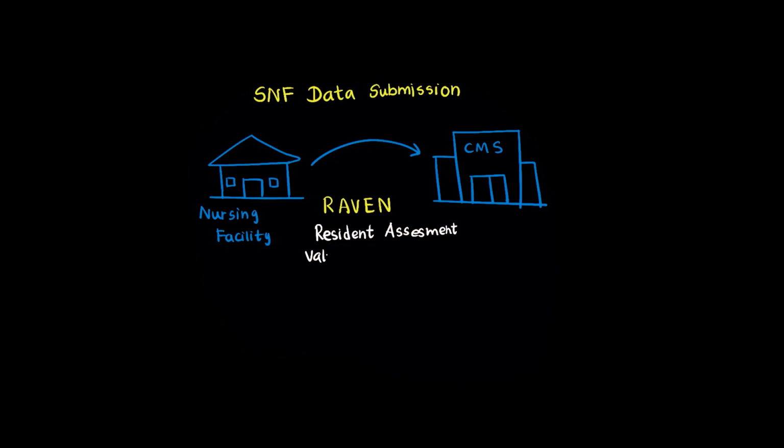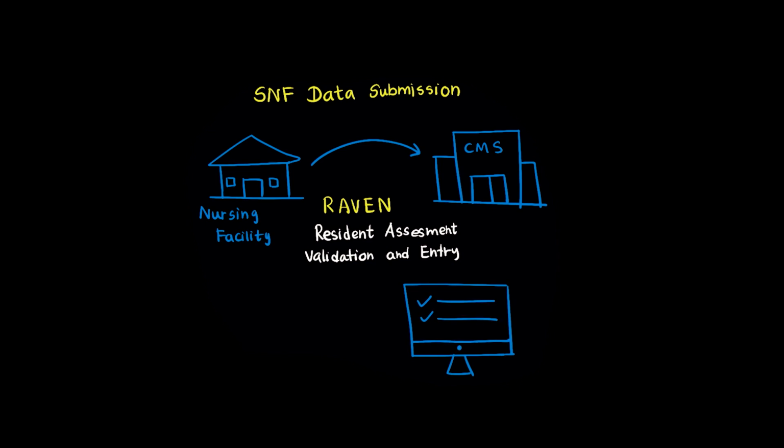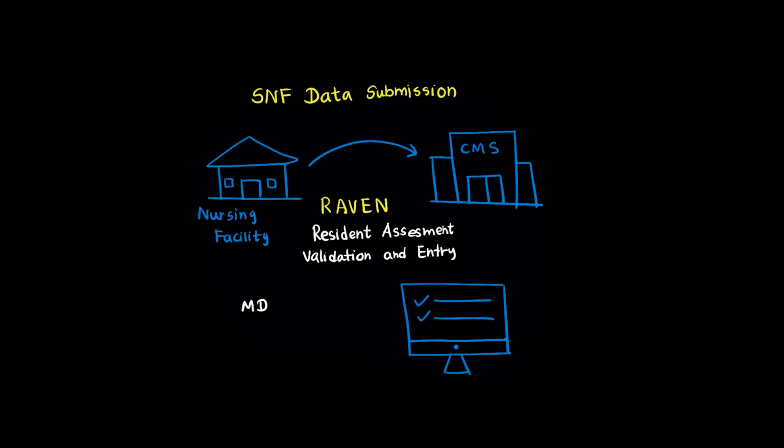It's not Oasis, which is the assessment tool for home health agencies, or HEDIS, which measures managed care plan quality. Raven ensures standardized data submission from nursing facilities nationwide, supporting quality measurement and reimbursement processes. This software validates data before submission, reducing errors and ensuring compliance with federal reporting requirements for skilled nursing facility assessments.